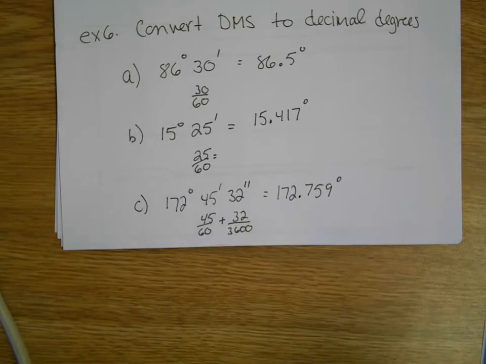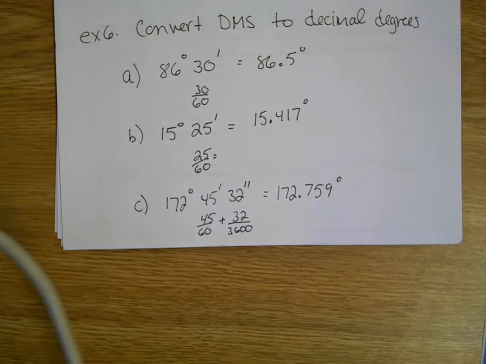So how do you do it if it's on the calculator section? Well, you just type it in the way you see it. 172 degrees, 45 minutes, 32 seconds. And all you gotta do is hit enter, because the default is decimals. Hit enter. Oh, there it is.